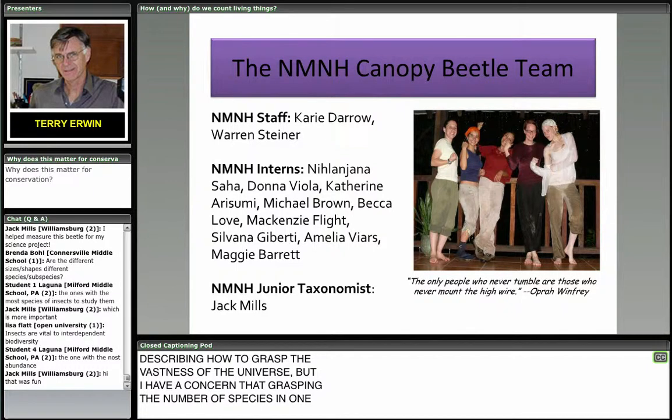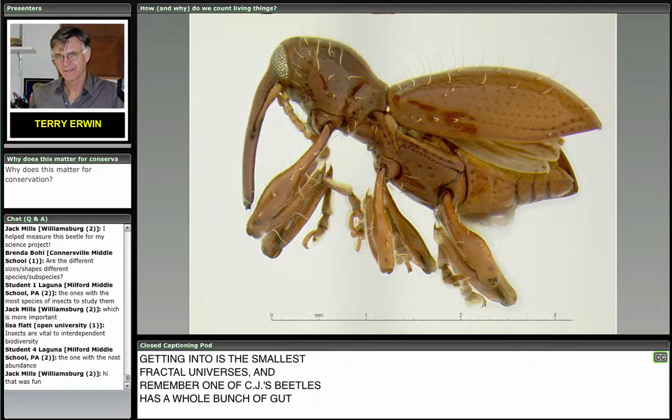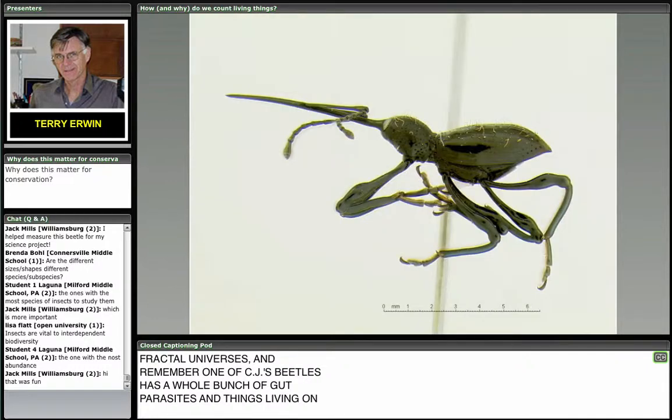Certainly without the help of your guidance, it would be almost impossible. Well, it's a very interesting thing that you said, because actually what we're dealing with is fractal universes. So we've got our universe, down into our galaxy, down into our solar system. And now what we're getting into is the smallest fractal universes. And remember, one of CJ's little Mordellidae beetles has a whole bunch of gut parasites. It has little things living on its surface. And so you keep going finer and finer and finer ad infinitum.